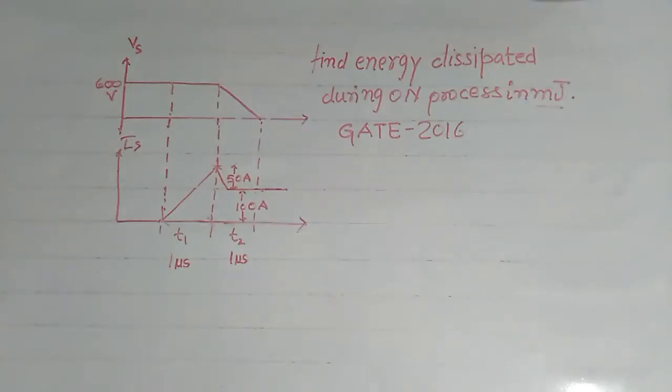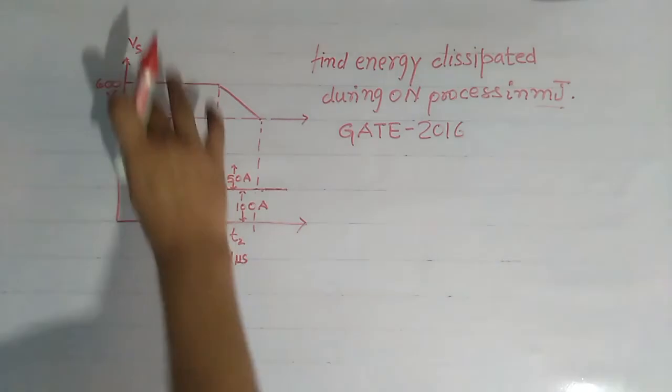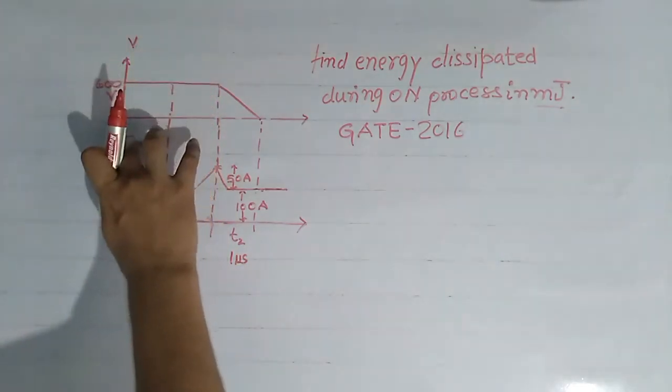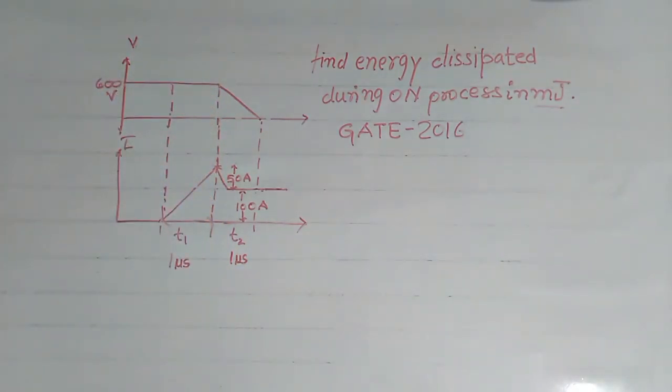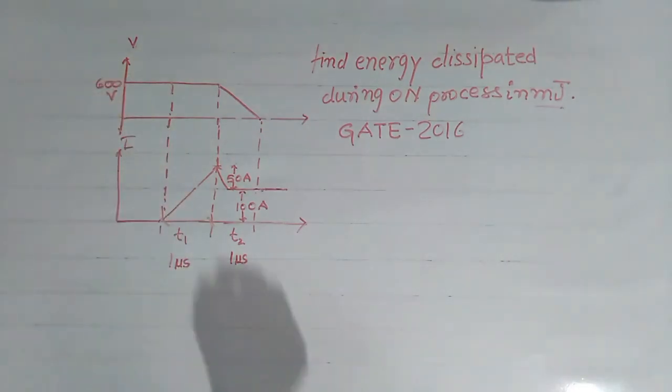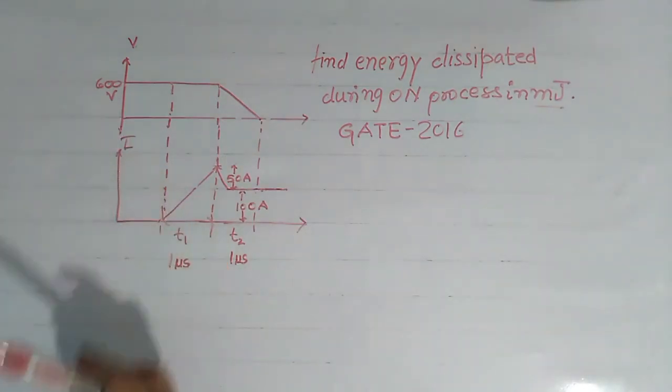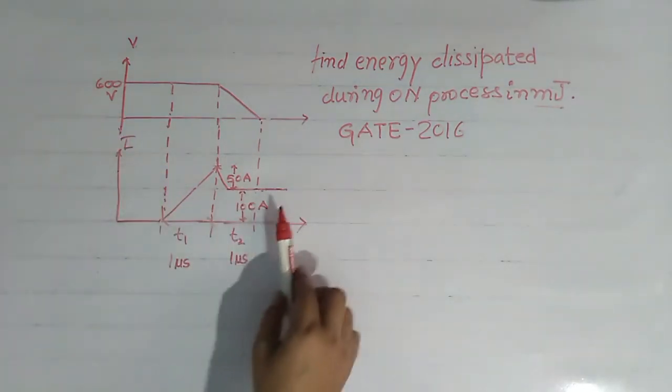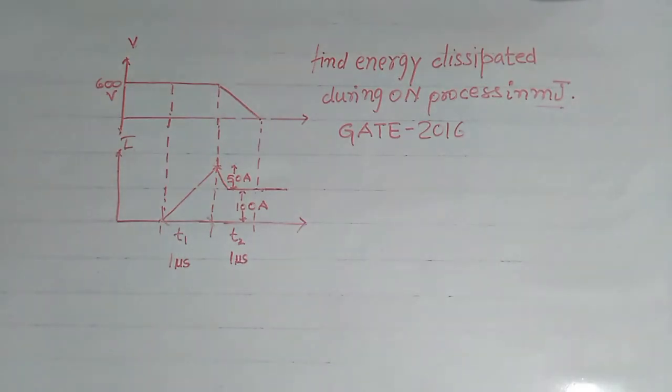Now see this question that has been asked in GATE 2016. This question is based on the switching characteristic of thyristor. Here in this question we have to find the energy dissipated during turn on in millijoule. Here voltage waveform is shown and here current waveform is shown. Initially the voltage was 600 volt and it finally becomes 0 volt, and initially current was 0 ampere and finally it becomes 100 ampere.